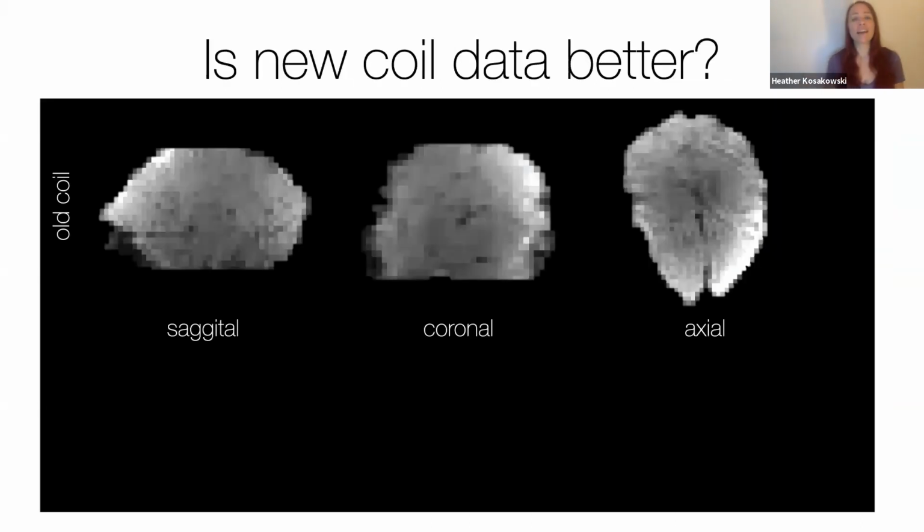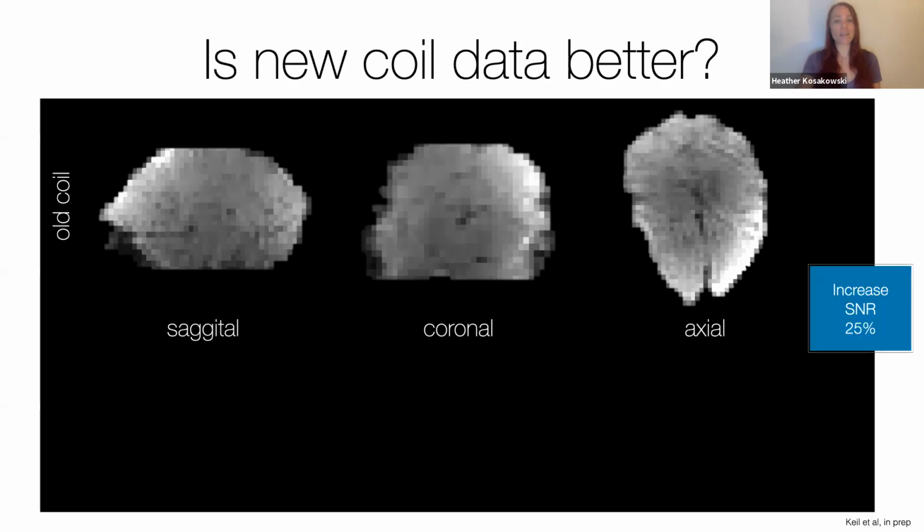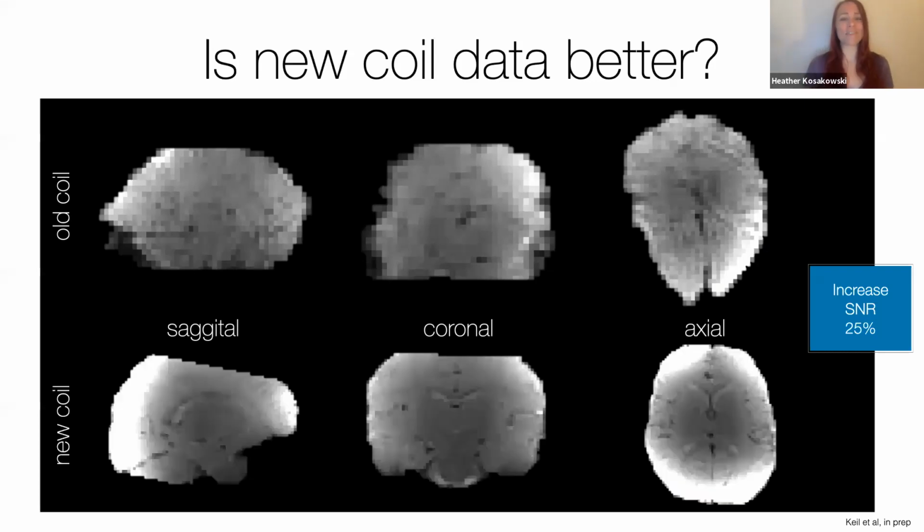As a reminder, this is what the data looked like with the old coil. Compared to an adult 32-channel coil, the new infant coil increases SNR by 25%. But will it make a difference with awake babies? Here's the data from the new coil. It actually kind of looks like a brain.